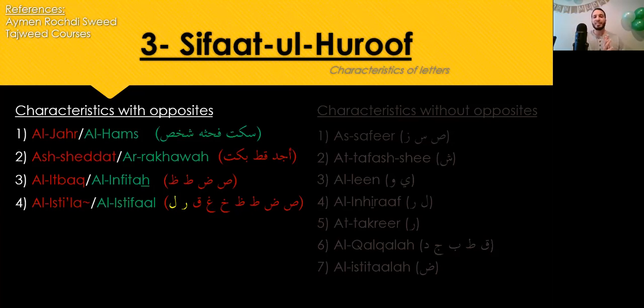On the left side, it's either you're gonna have the characteristic that is in red, or you're gonna be having its opposite characteristic, which is shown in green. Okay, so that's why we said it's characteristics with their opposites. So it's either gonna be al-jahr or al-hams. And we're gonna start talking about these today.